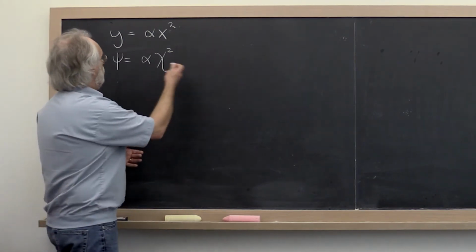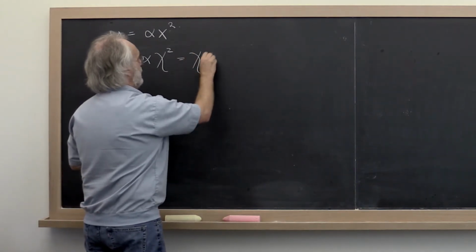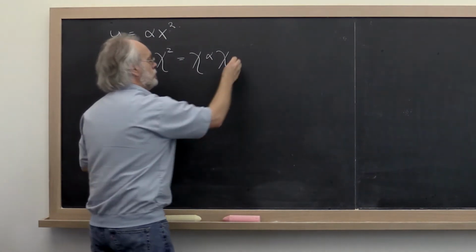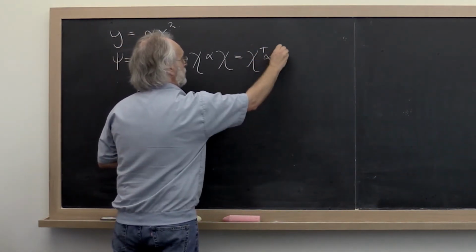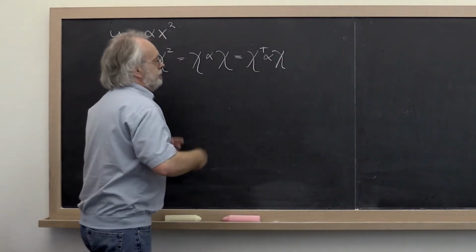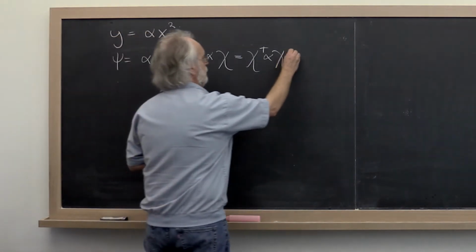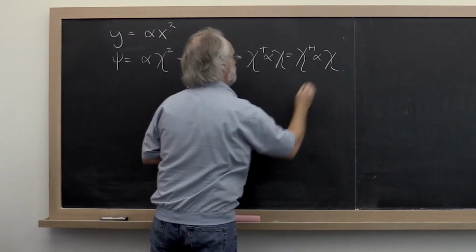Well, we could think of this instead as chi alpha times chi, and we could also think of this as chi transpose alpha chi, and if chi is real valued, then we could even say this is equal to chi Hermitian transpose alpha times chi.